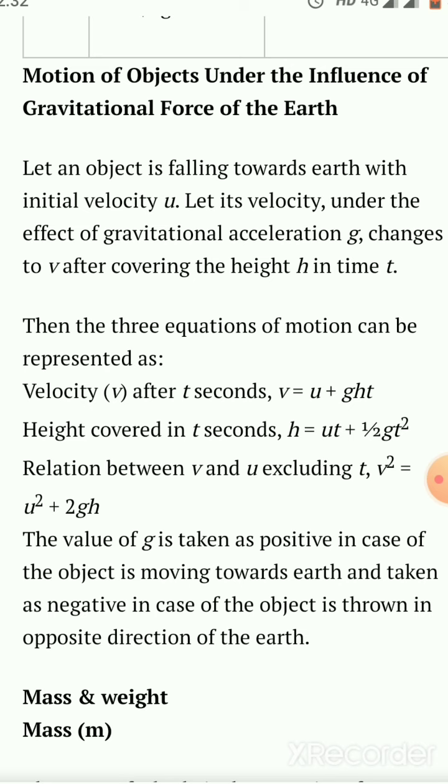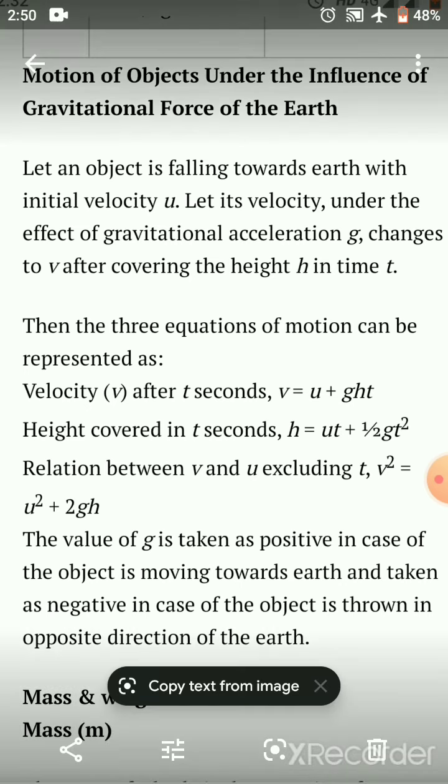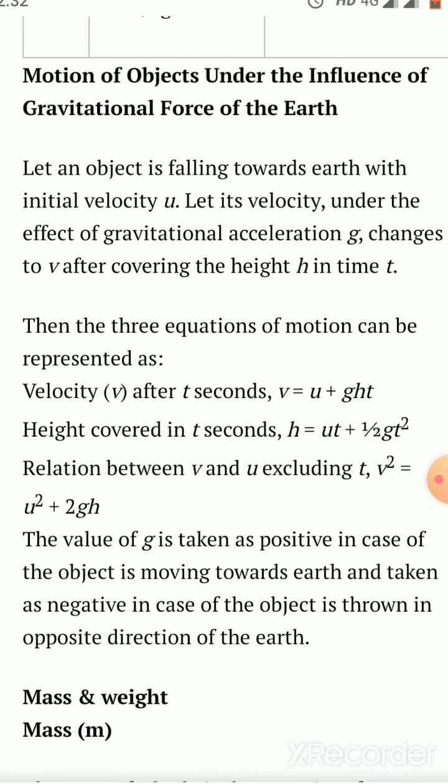The value of g is taken as positive in case of the object moving towards Earth, and it is taken as negative in case the object is thrown in the opposite direction of the Earth. Okay. So when we use these equations in numericals, we will take the values according to the direction of the object falling towards or away from the Earth. Clear? So you have to learn these three equations and we will apply these three equations in various numericals.